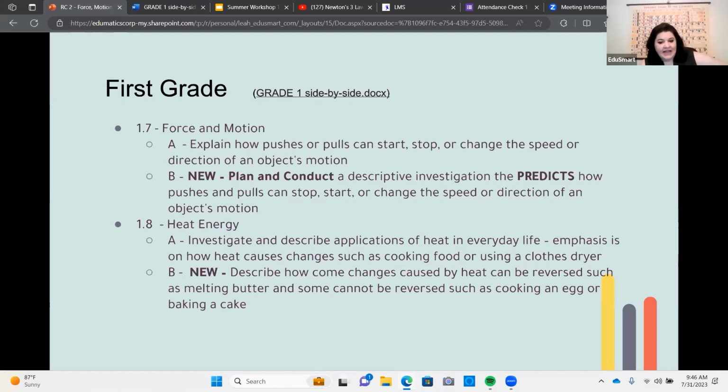But when you cook an egg, it cannot. So it's kind of setting up for the whole idea of chemical and physical changes, but not using it in those terms. Like, heat causes change. That's really the foundation of what they want the students to understand there. All right.